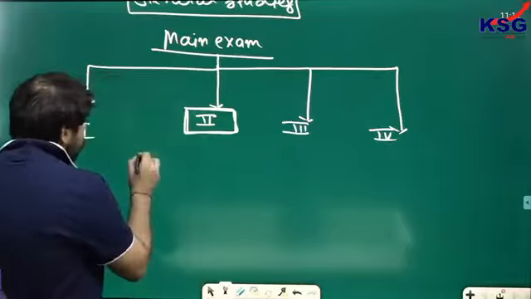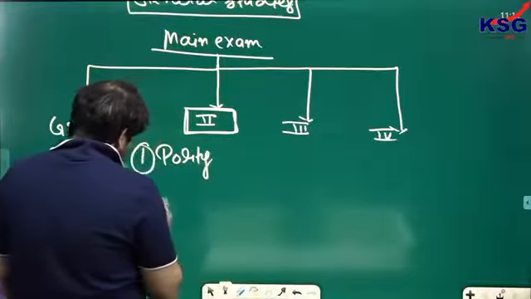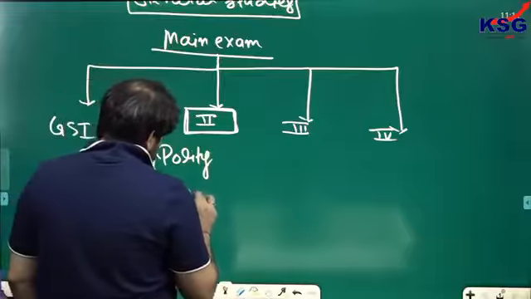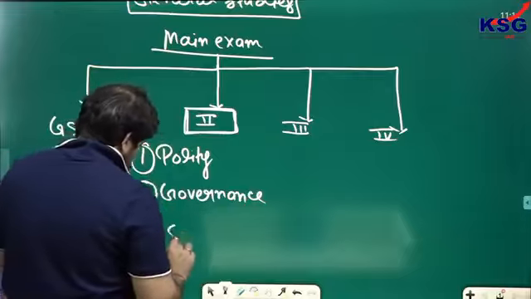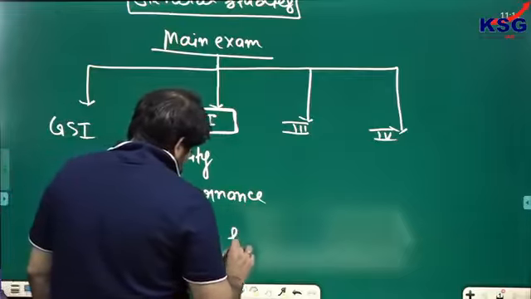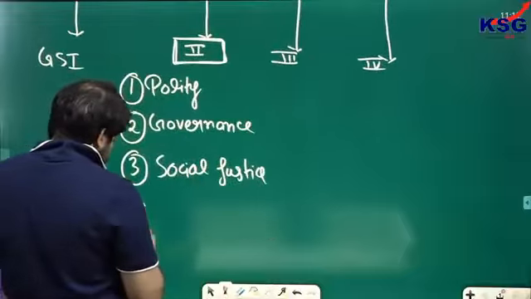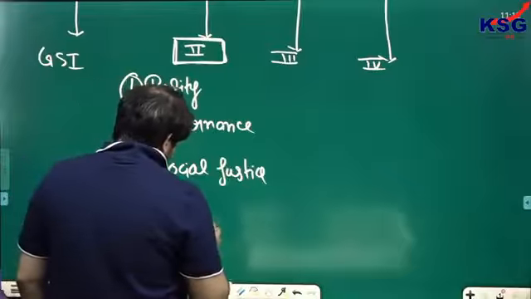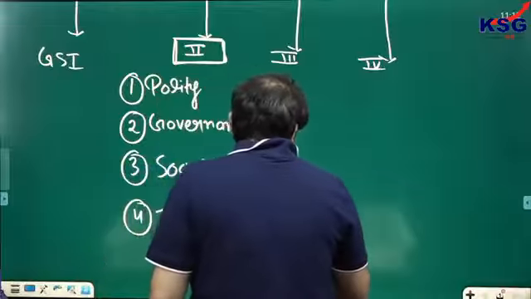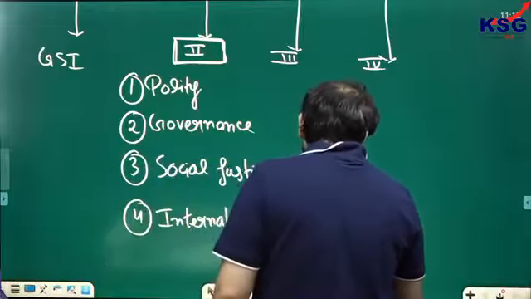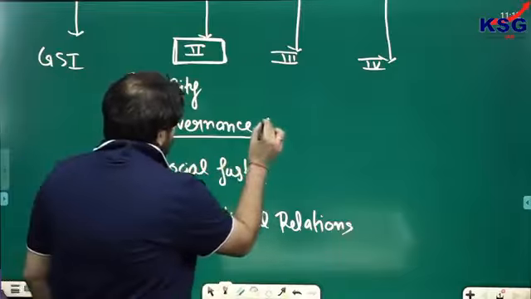Okay. So the subjects that we study under GS2 are polity, governance, social justice, and international relations. This is the main way in which GS paper number 2 is divided: polity, governance, social justice, and international relations. What we are dealing with is governance.